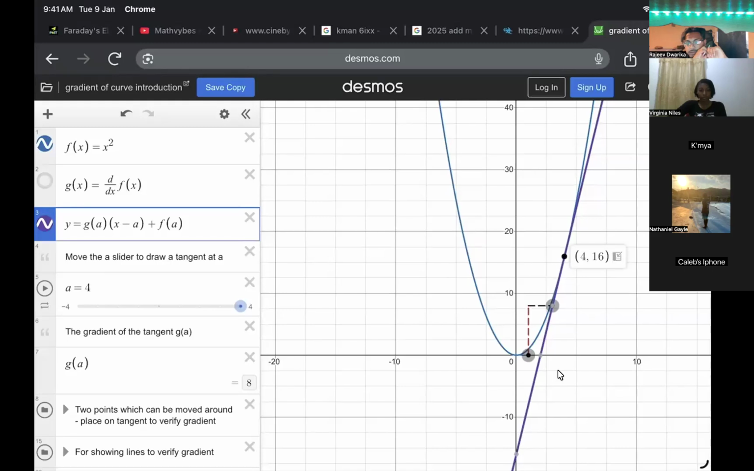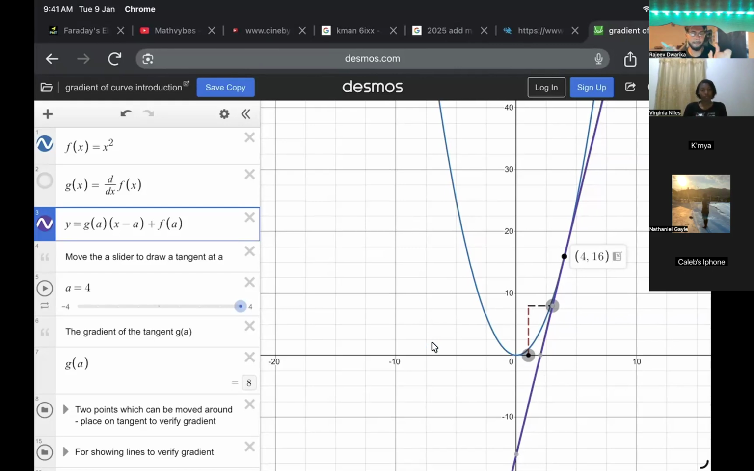Y equals mx plus c. Not really. I mean, you could compare it and get m, but the main thing is you would take 2 points from the line and you would use what formula? The formula is y2 minus y1 over x2 minus x1.